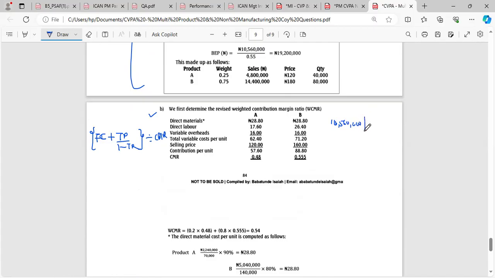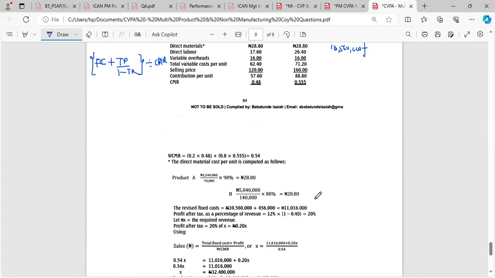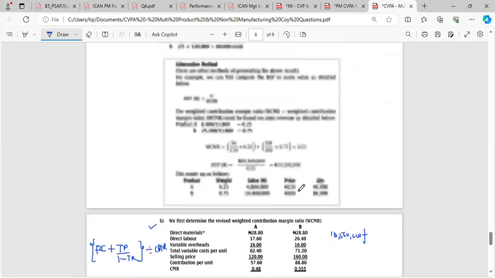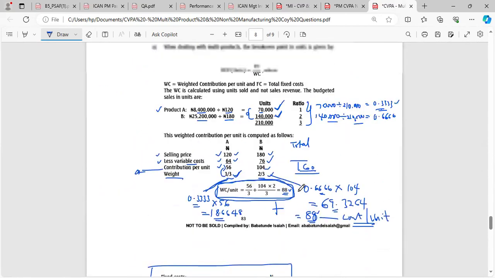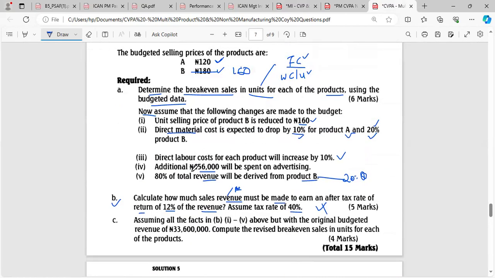560,000 plus, are you getting it? They now told us that there's an advertising cost. They told us in the information that an additional 456,000 will be spent on advertising. That one, they don't even need to tell you. Advertising is a fixed cost. It does not change.